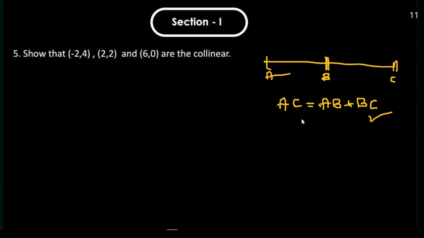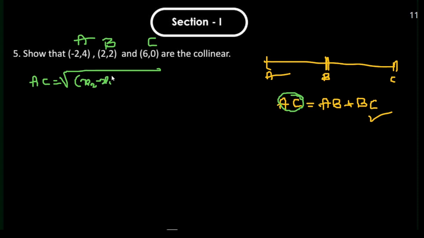First, let's find the distance between A and C. Here I'm just considering it as A, B, and C, right? To solve this problem, we need to know one formula, that is the distance between any 2 points, that is AC equals the square root of (x2 minus x1) whole square plus (y2 minus y1) whole square. So this formula is useful for all. Now let's see. Here our A point is x1, y1 and C is x2, y2, right?